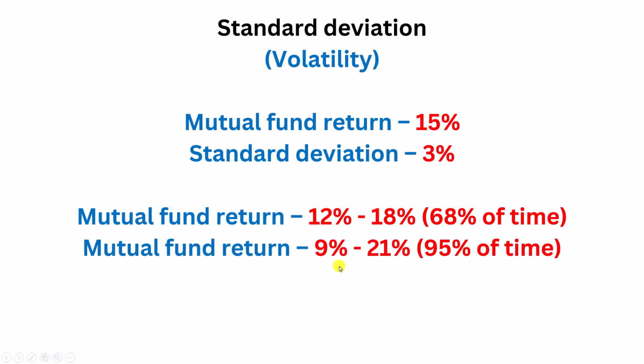And it would be between two standard deviations, which is between 9 to 21 percent, 95% of the time. Okay, how did I get 9? So 15 minus 3 into 2. 15 plus 3 into 2, 21. So this is one standard deviation, this is two standard deviations. So it means that the returns would be between this and this 68% of the time, between this and this 97% of the time. Okay.